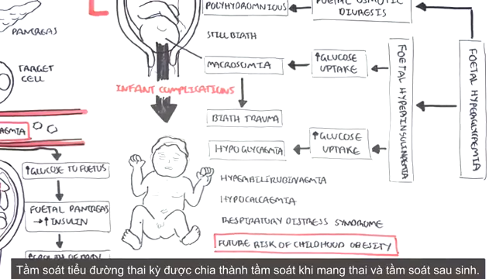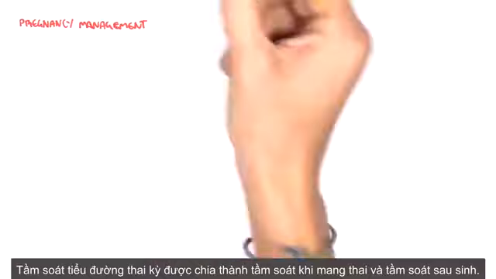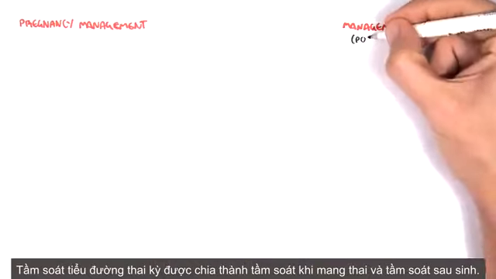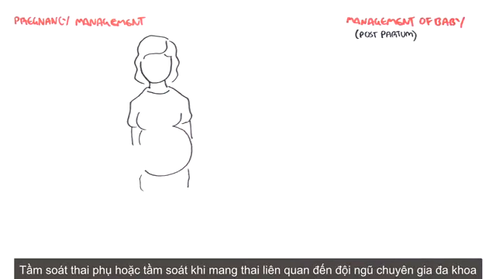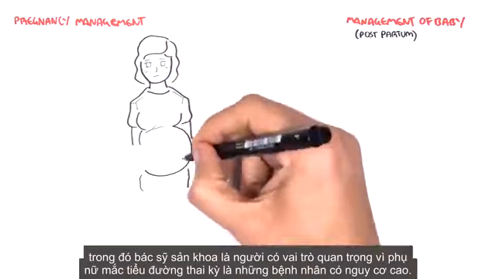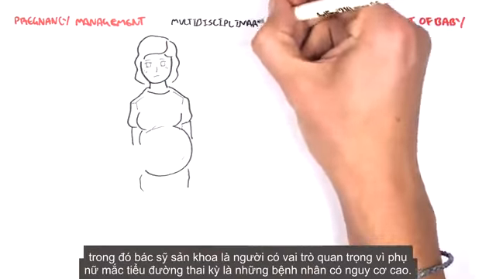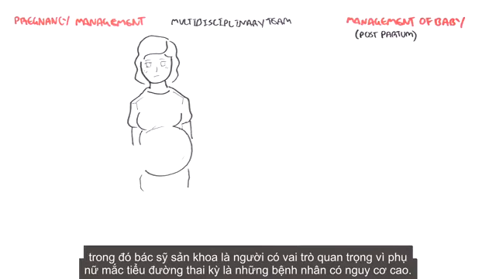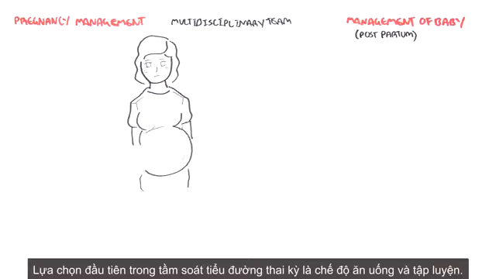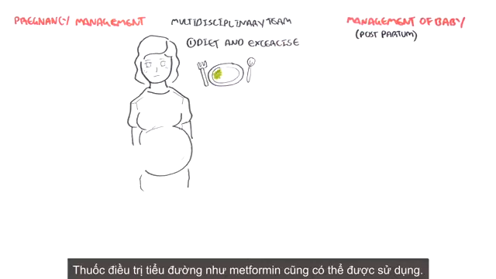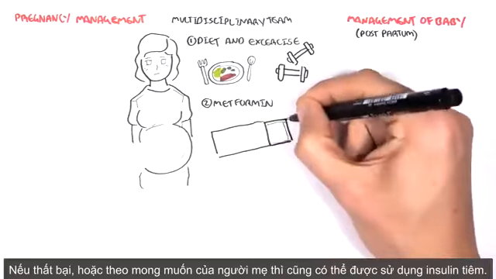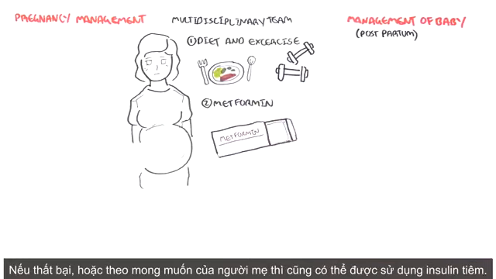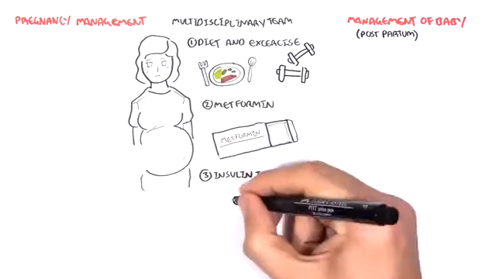The management of gestational diabetes can be divided into managing the pregnancy itself and managing the baby after delivery. The maternal management, or pregnancy management, involves a multidisciplinary team where the obstetrician plays a vital role, as a woman with gestational diabetes is a high-risk patient. The management first line is diet and exercise. Use of diabetic medications, including metformin, can also be used. If this fails, or if the mother prefers, insulin injections can be used.